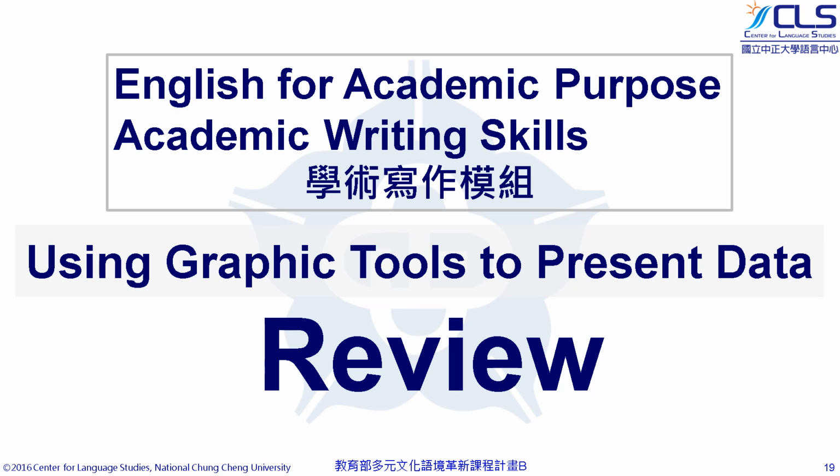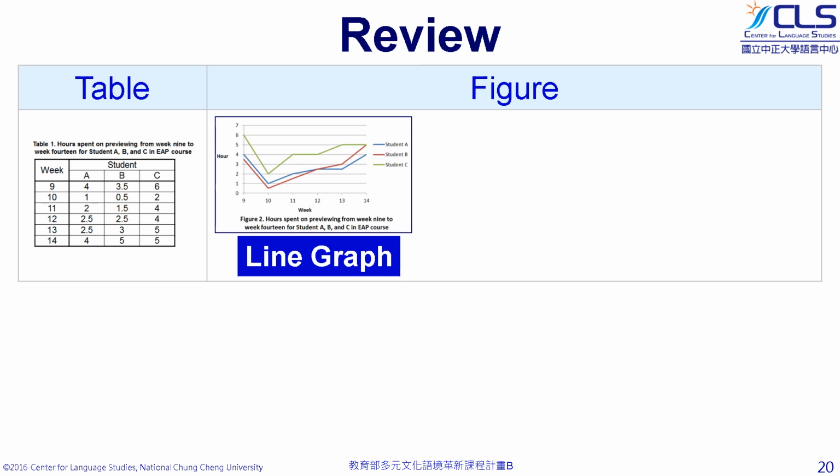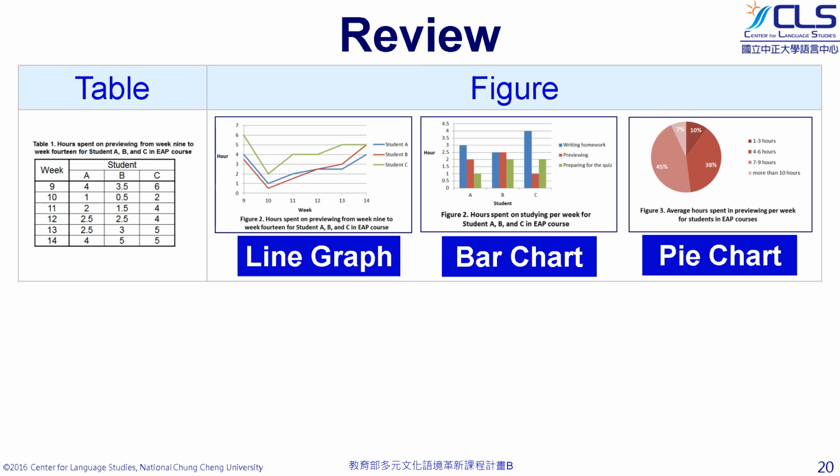So let's quickly review what we have learned. We have learned the four most common graphic tools: tables, line graphs, bar charts, and pie charts. For tables, we can use them to show details and compare information about similar items. And by using line graphs, we can compare changes, especially through a time period. Then, bar charts can be used to show the same item. Finally, we can use pie charts to show percentages of a whole.